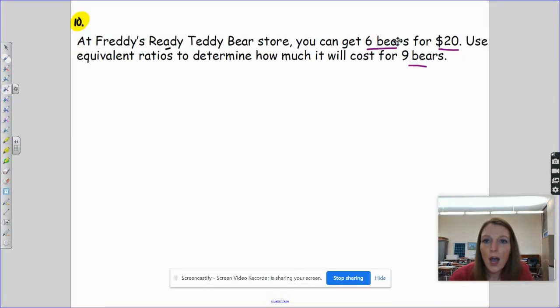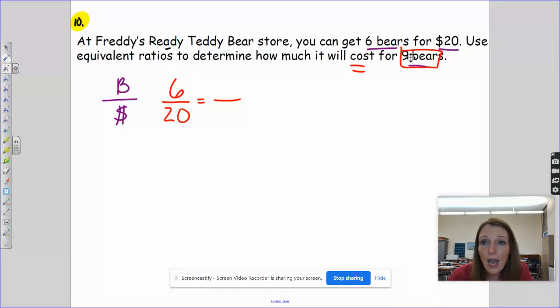Okay, so I can see the ratio that they're giving me is 6 bears for $20. So I'm just going to come over here and put B for bears over a dollar sign for money. Okay, that just helps me know what numbers go where when I go to set up these ratios. So you can get 6 bears for $20. And then I'm going to write an equivalent ratio to figure out the cost for 9 bears.